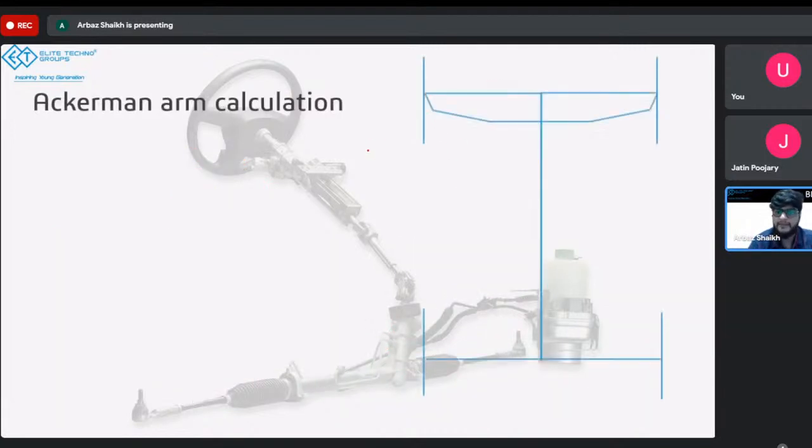Next, we went to Ackerman arm calculation. Now, most of you had a doubt in this. What I essentially did was I extended this line in such a way that it should intersect the center line of the vehicle. Okay, this is the center line of the vehicle. Let's call it C, the center line of the vehicle at the center of the rear axle. So this point it should intersect. So what should be this angle? That's all I did. That's all I calculated.